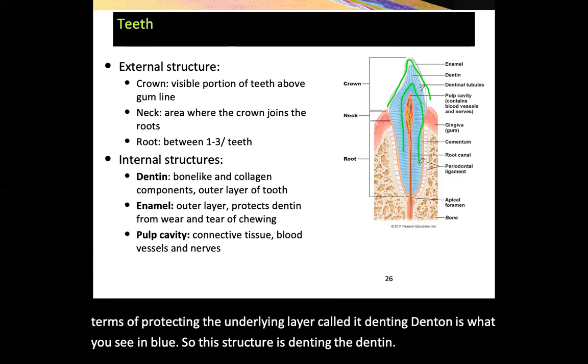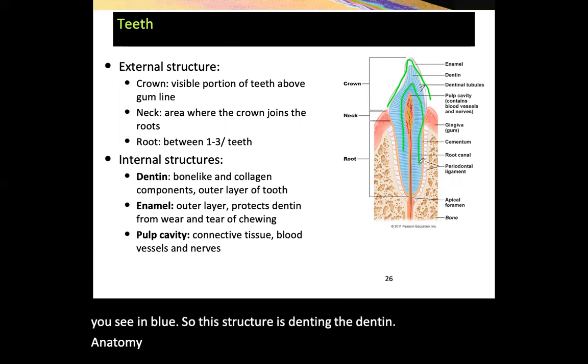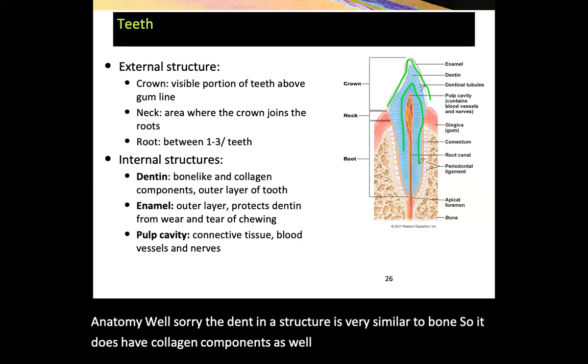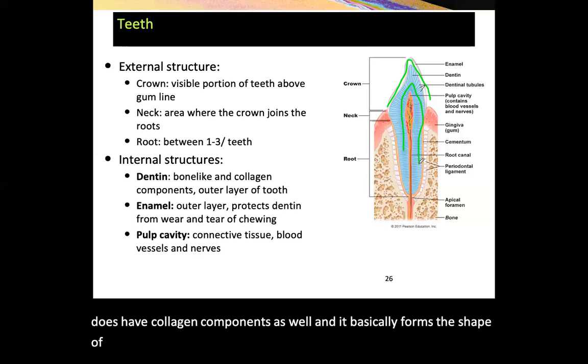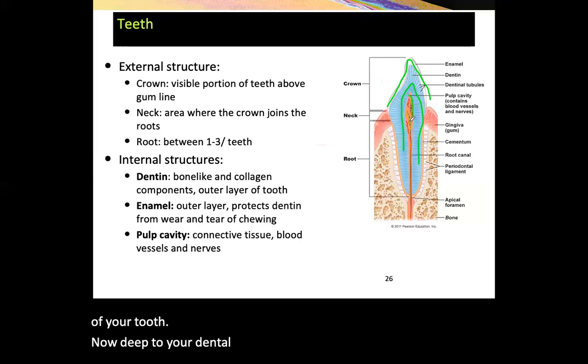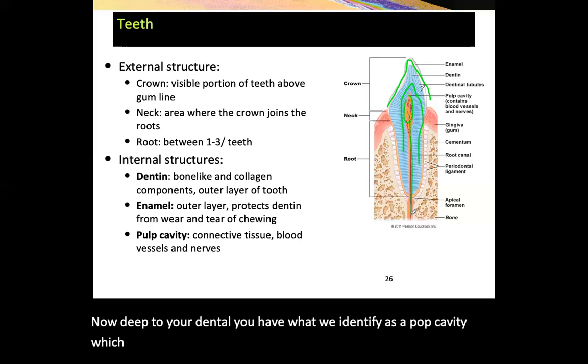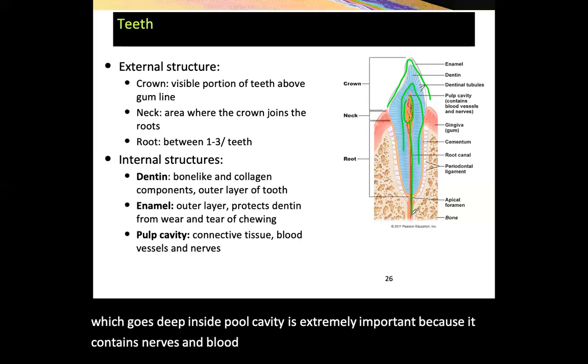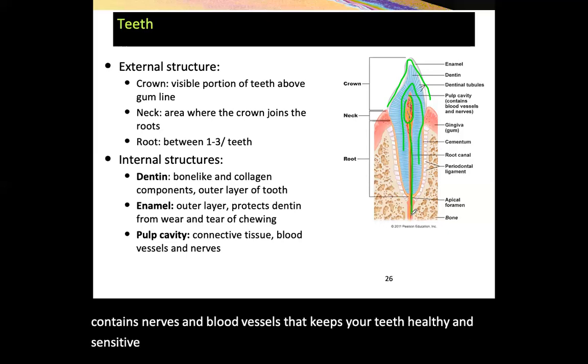The dentin structure is very similar to bone, so it does have collagen components as well. And it basically forms the shape of your tooth. Now, deep to your dentin, you have what we identify as a pulp cavity, which goes deep inside. The pulp cavity is extremely important because it contains nerves and blood vessels that keep your teeth healthy and sensitive to its environment.